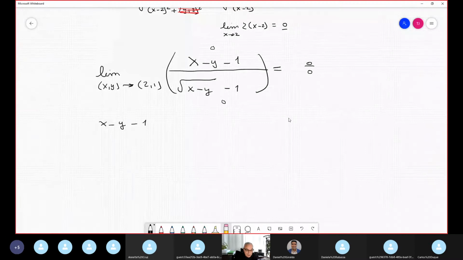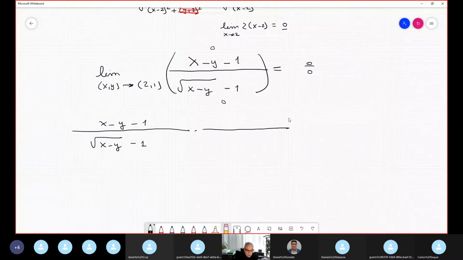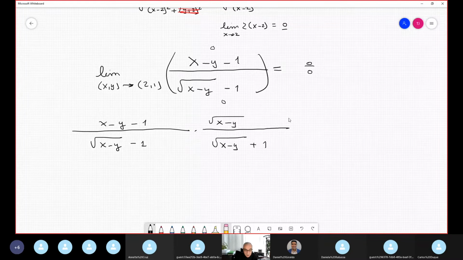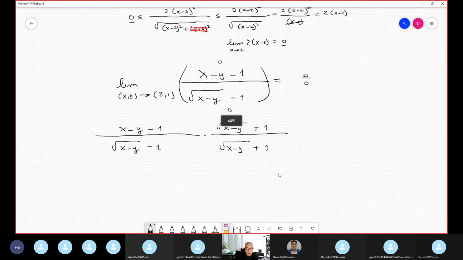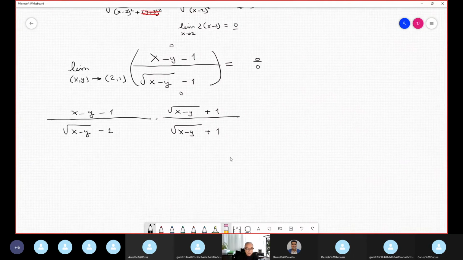This is classical in elementary algebra. For example, you have this expression, and you multiply top and bottom by the conjugate of this. The conjugate is square root x minus y plus 1. This works like a smart trick to help me rationalize. Rationalize means eliminate the radical in the denominator.